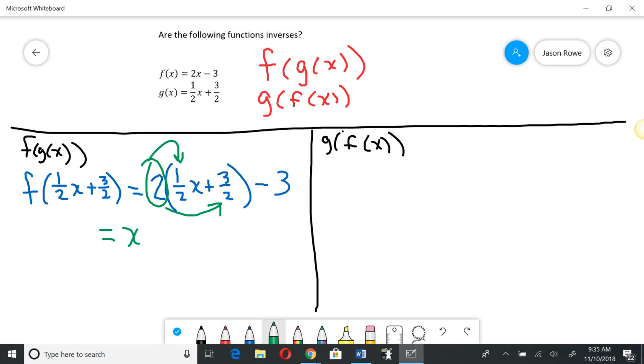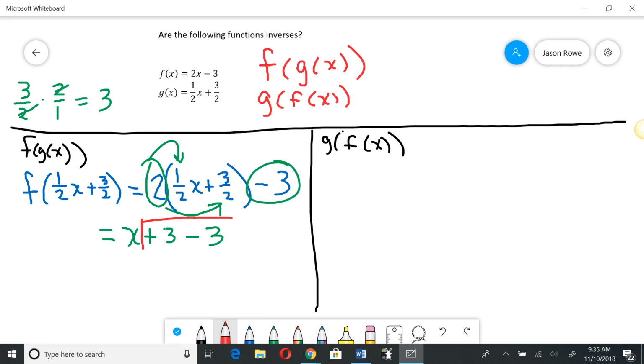2 times 3/2. We'll do a little side work here. 3/2 times 2 over 1. Those 2's will cancel, and that will equal 3. So that's going to be plus 3, and then I have minus 3. Well, what happens here? 3 minus 3, what does that equal? 0, so it cancels. So that equals x. So I can go on and do g of f of x. If I got right there and it didn't equal x or 1x, I could stop and say these are not inverses.